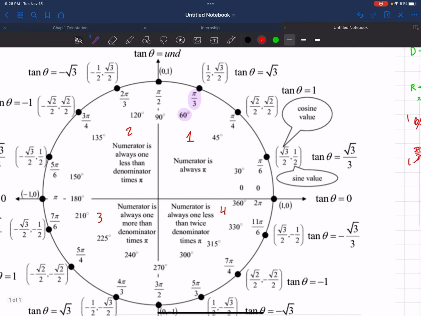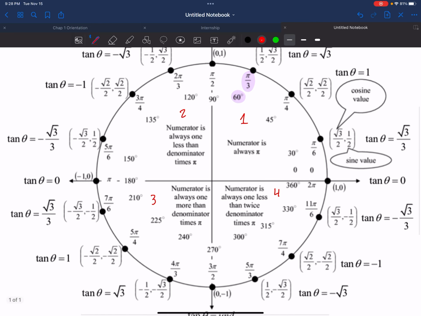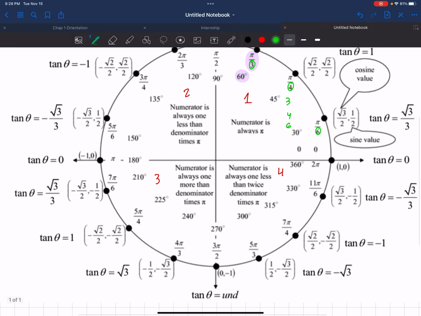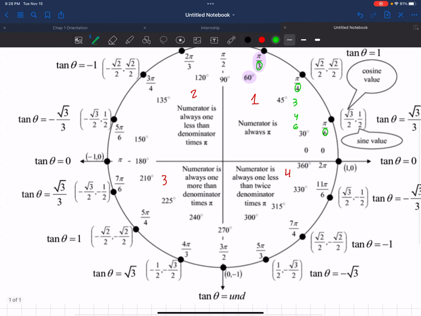Okay, next let's learn how to remember your radians in each quadrant. Let's do green for radians. Okay, so the easiest way to remember that is just go 3, 4, 6. So 3, 4, 6. It's always going to be 3, 4, 6, no matter what. And I don't know how you can remember that. Okay, this is how I remember it.